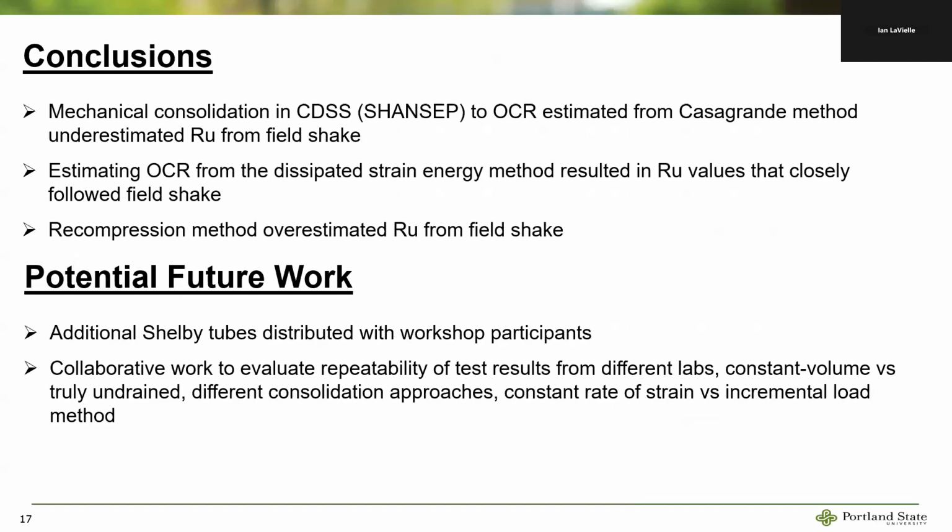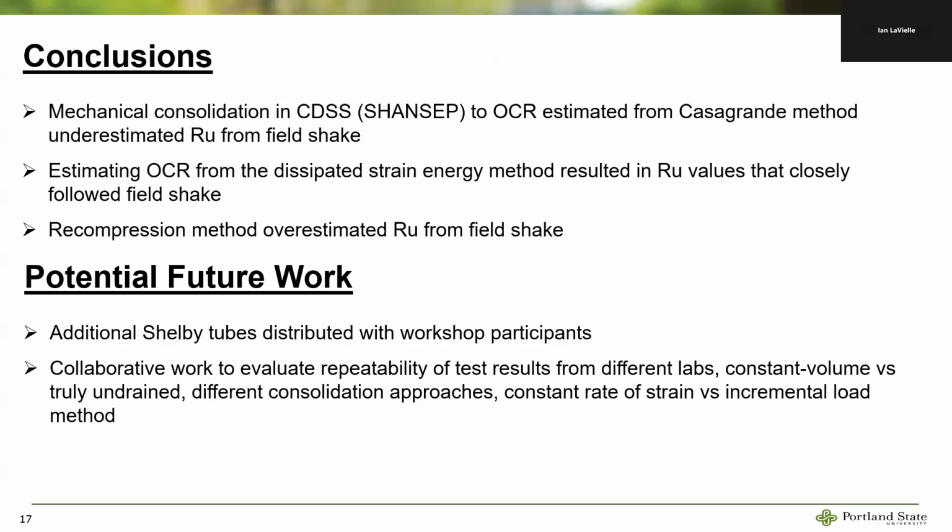So again, conclusions: mechanical consolidation in the CDSS using the SHANSEP type approaches, if you come up with your OCR using Casagrande, may underestimate the RU that we measured in the lab. If you estimate OCR using the energy-based method, that closely matches the RU in the field. The recompression method overestimated RU from the field. And then potential future work.